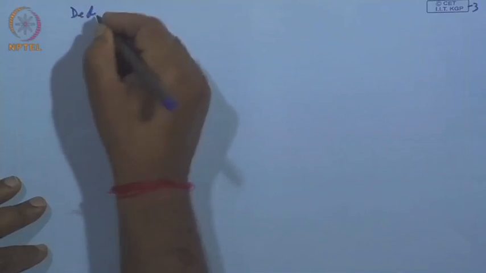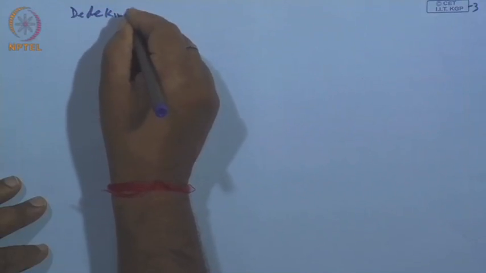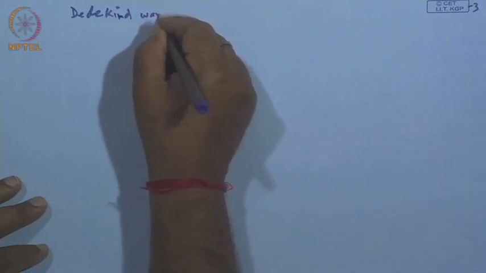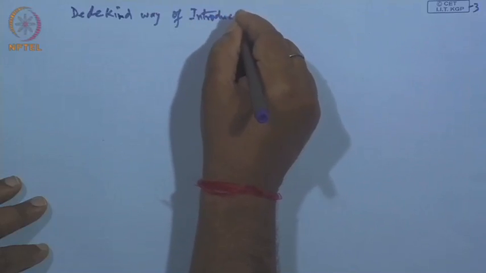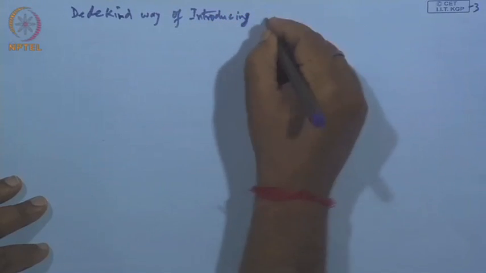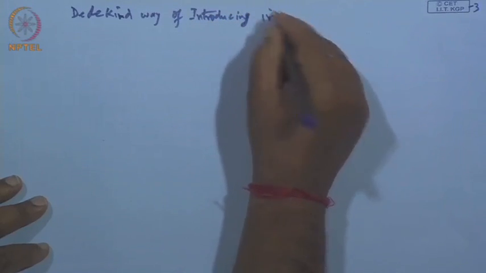Okay. So, that is Dedekind's way of introducing irrational numbers.